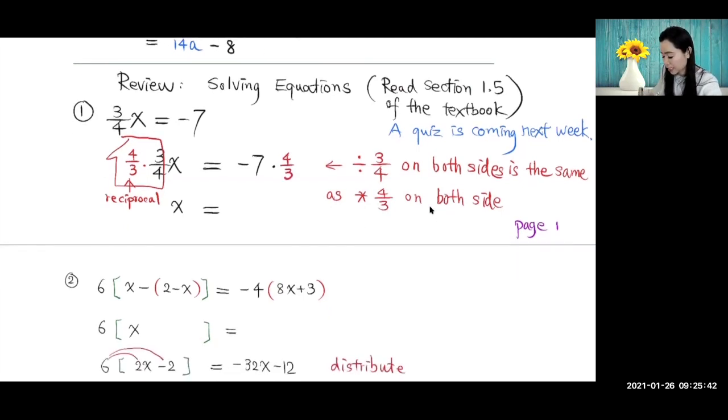Now over here, negative 7 times 4 is negative 28, and then 3 in the denominator.